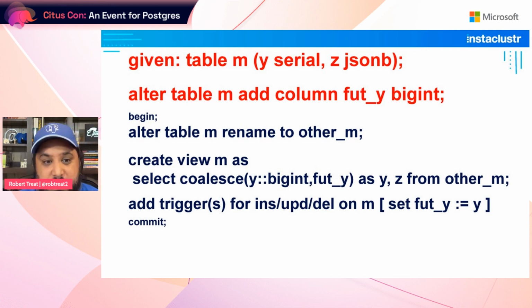You need a lock to be able to get the change to happen. But outside of that, once you get that, you can make a bunch of changes under the hood. Here, you would take the table and rename it, let's say, to something like other M. You create a view called M, which will then coalesce the original Y and the future Y column. So whichever one of those has a value in it, we take that value, we return it as Y, and then we also return Z.